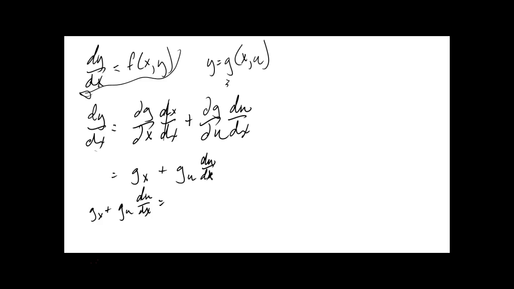and that we're going to write as f of x. Instead of y, we're going to write g of x, u.